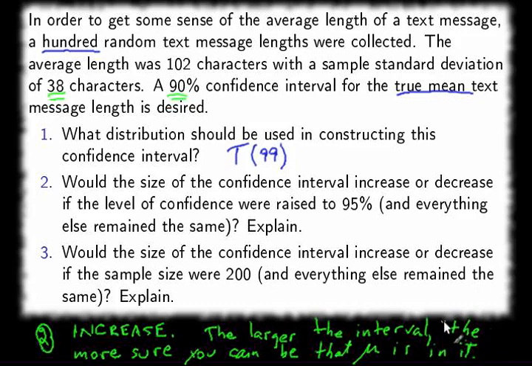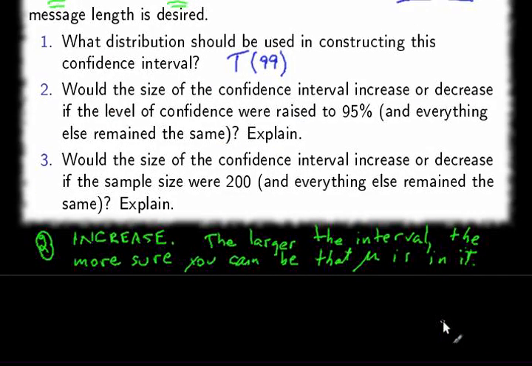Number 3, would the size of the confidence interval increase or decrease if the sample size were 200 and everything else remained the same? Okay, so here we're increasing the sample size. That means we have more information, and that means our information is more accurate. So we can actually decrease the size of the interval and remain just as confident about it.